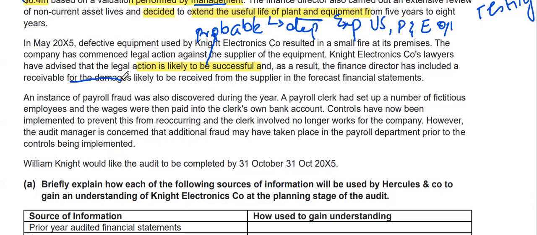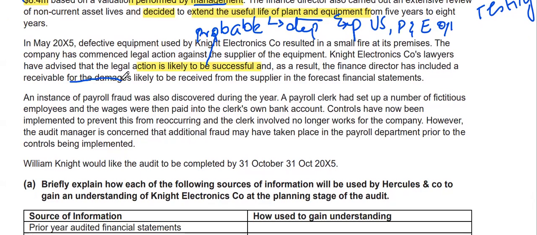You should discuss with the management the incorrect accounting treatment of recognizing the receivable, and discuss with the finance director his rationale for recognizing a contingent asset, why he has recognized a receivable as a contingent asset, as he also knows that it is only likely to be successful. It is not virtually certain yet. So this should be the response.